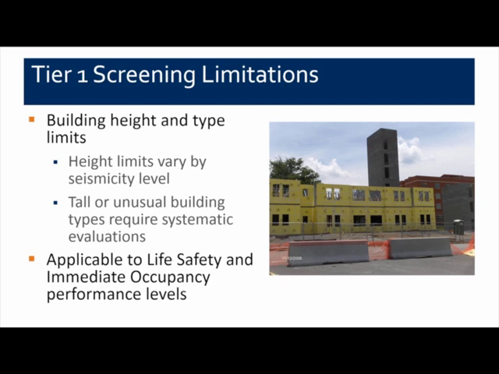Some of the other limitations to this screening are there are height and building type limitations. The height limitations will vary depending on what level of seismicity you're at, with buildings in high seismic areas having lower height limits for applicability. Very tall or unusual building types will require a more systematic evaluation than can be done in the Tier 1 screening. And this is also applicable only if you're looking at two levels of performance, life safety, or immediate occupancy.